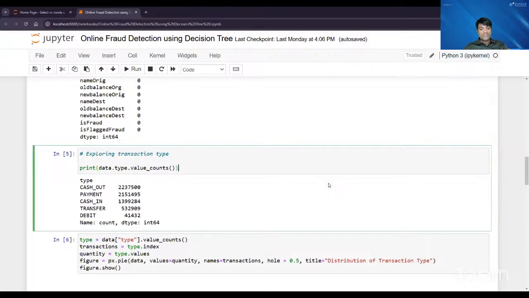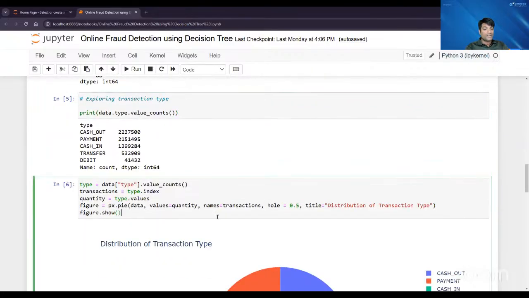Here you can see the cash out transactions are around 22 lakh 37,000, and payments are about 21 lakh 51,000, and cash in is 13 lakh 99,000. Transfer is 5 lakh 32,000, and then debit is around 41,000. So you can see that this gives not only the unique names, but also the count of the number of transactions.